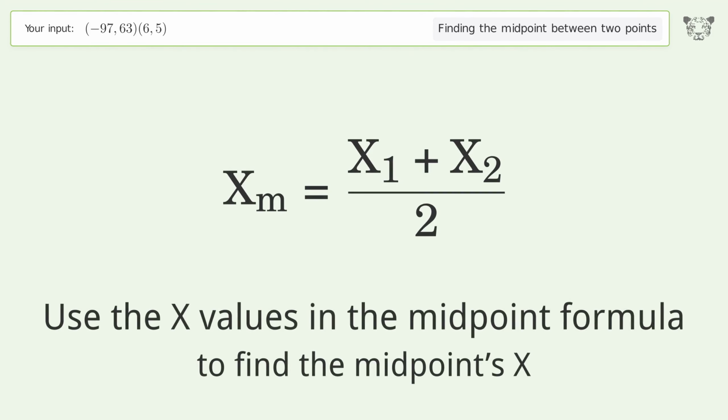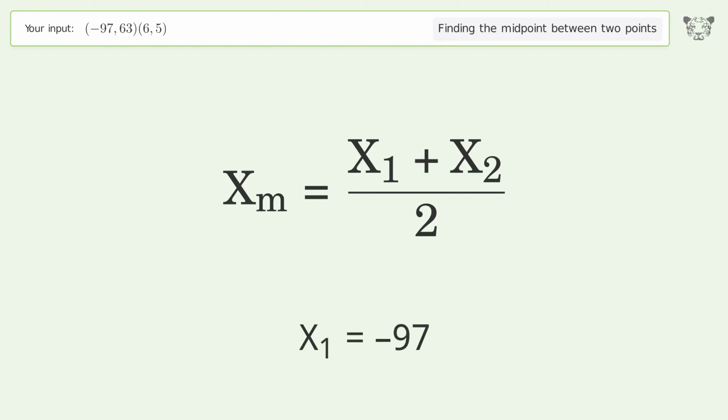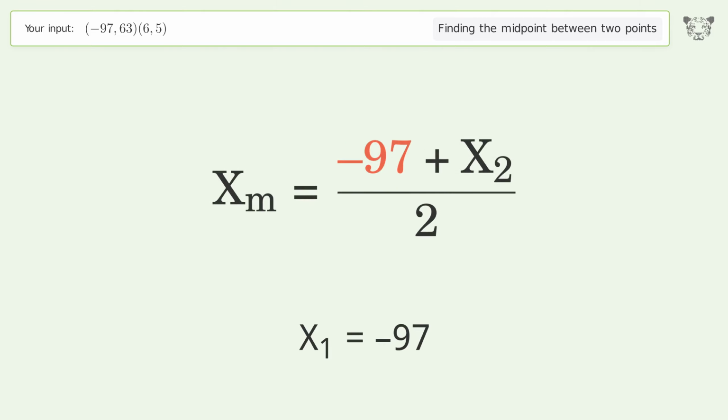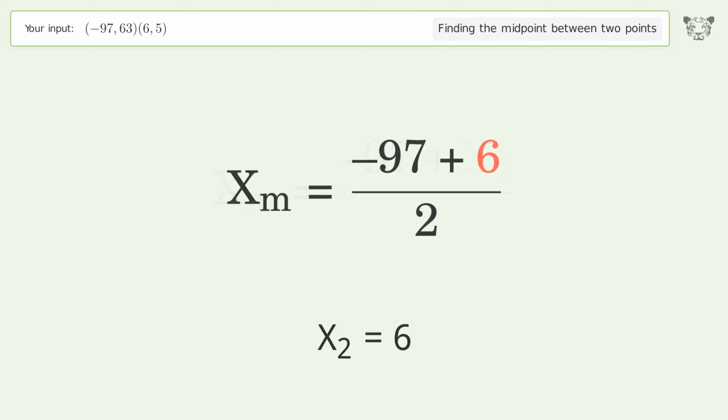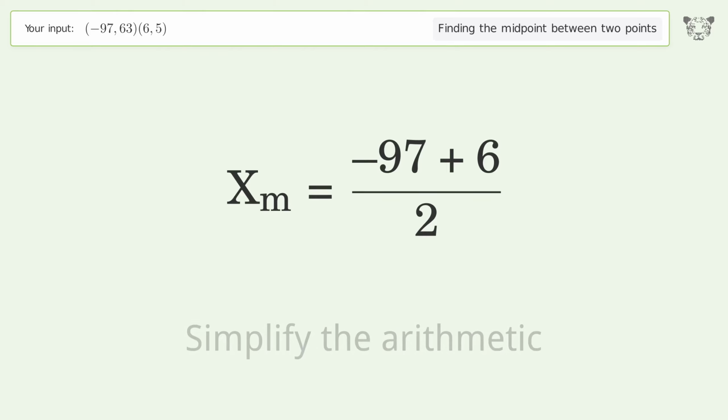Use the x values in the midpoint formula to find the midpoint's x. x1 equals negative 97. x2 equals 6. Simplify the arithmetic.